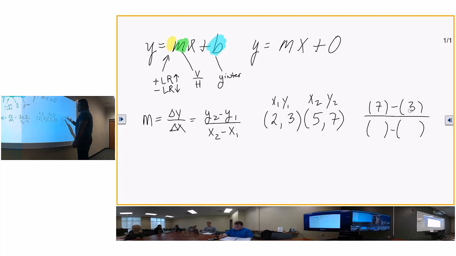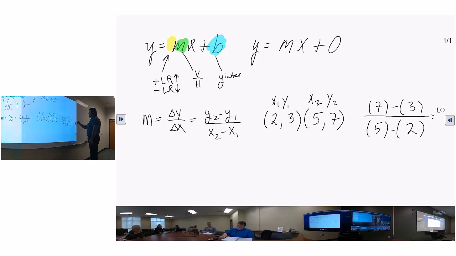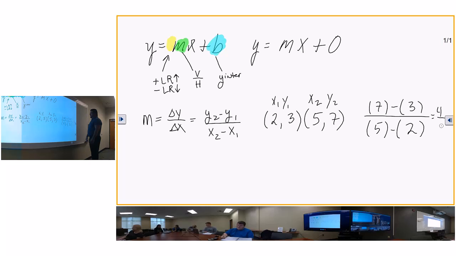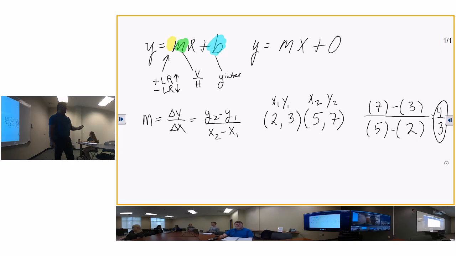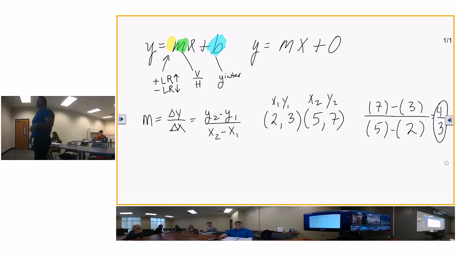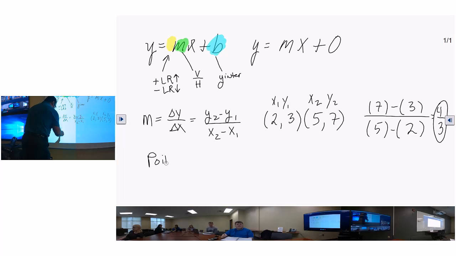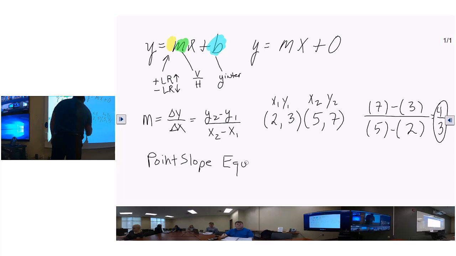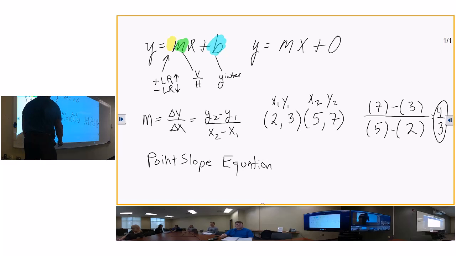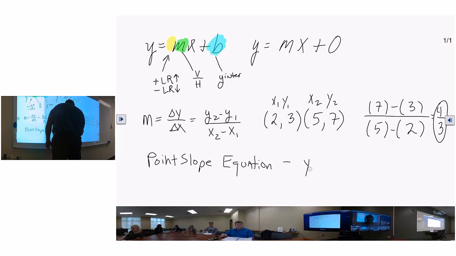7 minus 3 over 5 minus 2. 7 minus 3 is 4, and 5 minus 2 is 3. So your slope is 4/3. So now you can find the slope if you solve for y, or you can calculate the slope. What if I need to write an equation? Well, then you use the point slope equation. What is the point slope equation? It's what you use when you're given a point and a slope. y minus y sub 1 equals m times x minus x sub 1.